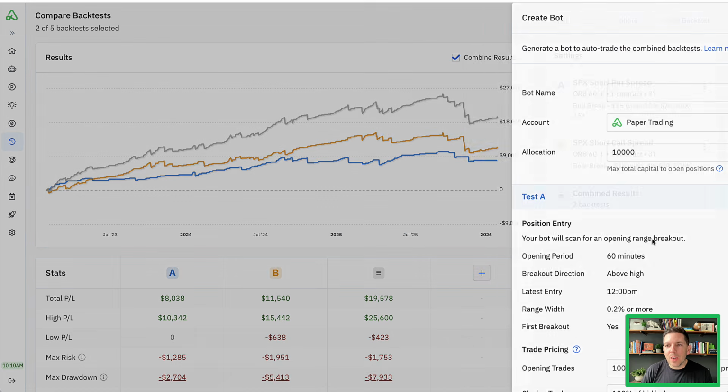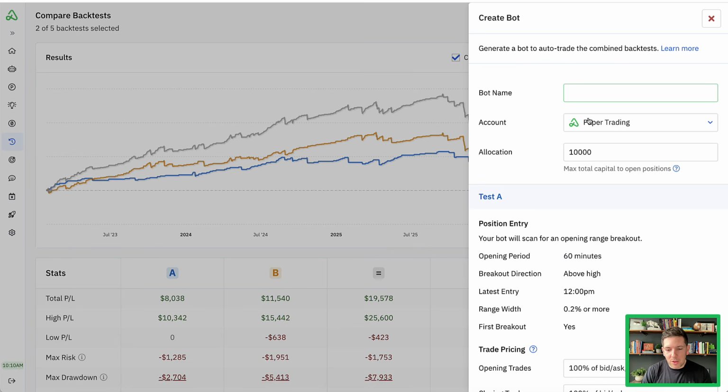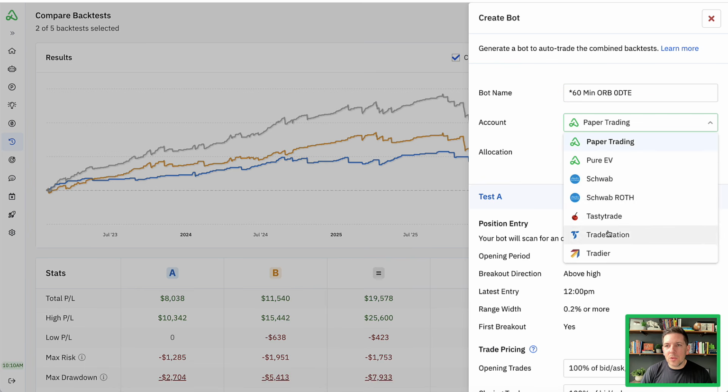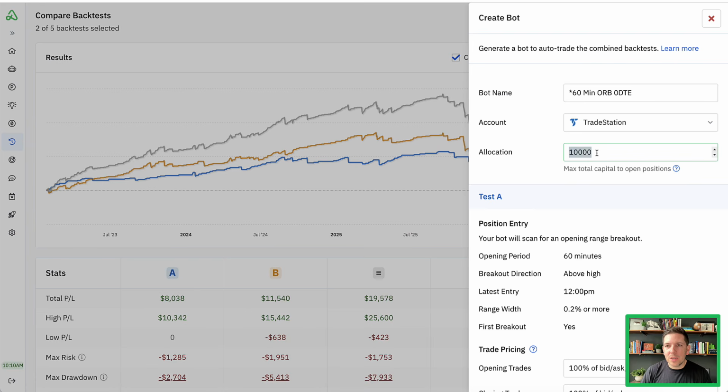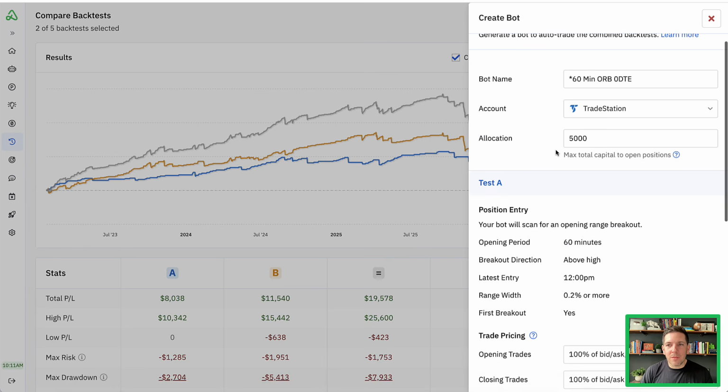But I'm going to go here and create a bot, and in this case, I'm going to call this my ORB 0 DTE strategy. Let's just call it 60-minute ORB 0 DTE. And I'm not going to connect it to paper trading. I'm going to connect it to my live TradeStation account. In this case, probably $3,000 might be good enough just to give it some capital and room to run. You can see strategy number A and strategy number B, $5,000, $7,000. I'll probably bump it up here just a little bit to give it a little bit more room to run. If it starts to decline, I can give it some more capital, but I've already allocated to a bunch of other positions.